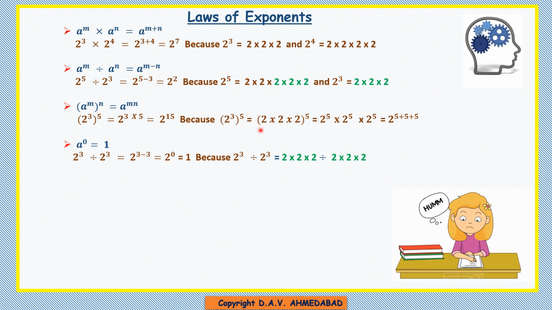Now let us try to understand in other way. 2 cube divided by 2 cube means the number divided by itself. Any number divided by itself is 1. Why 1?